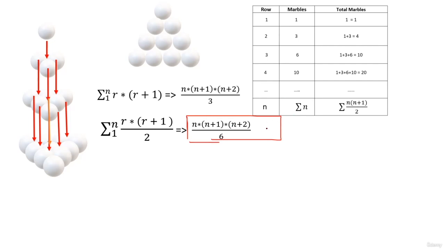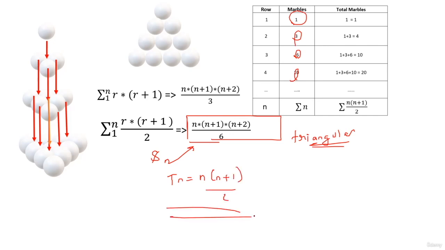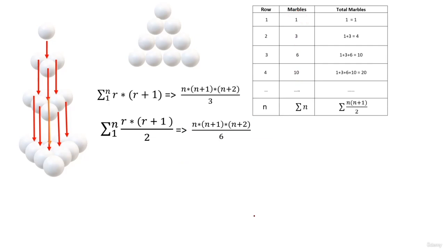Okay, you can remember this as a standard formula. This series, particularly 1, 3, 6, 10, is basically referred to as a triangular series. Its sum of the first n terms is this, and the nth term is nothing but the sum of the first n natural numbers. Remember this: for triangular series, the sum of the first n terms is n into n plus 1 into n plus 2 divided by 6, and for the nth term, it is n into n plus 1 divided by 2.